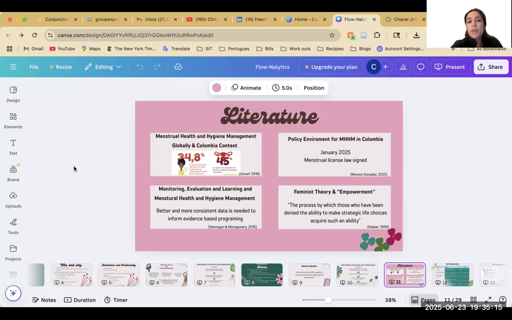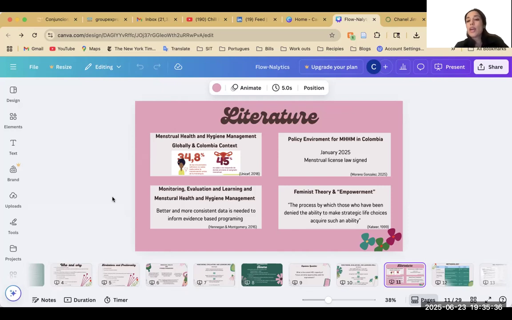So then we go into monitoring, evaluation, learning, and menstrual health and hygiene management. From a lot of information, I pulled this one piece: better and more consistent data is needed to inform evidence-based programming. And that was what I talked about earlier when I was introducing MEL.